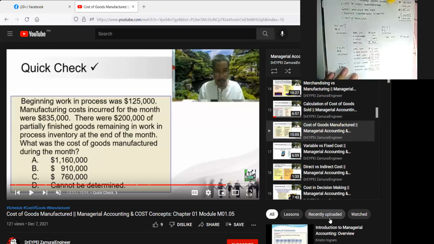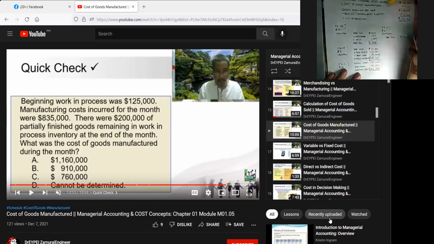Okay na po. Okay. So, then, cost incurred for the month. So, we know manufacturing cost is 835. So, manufacturing cost is 835. Okay.